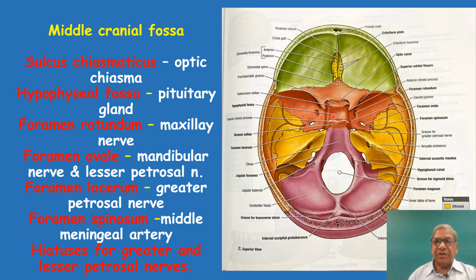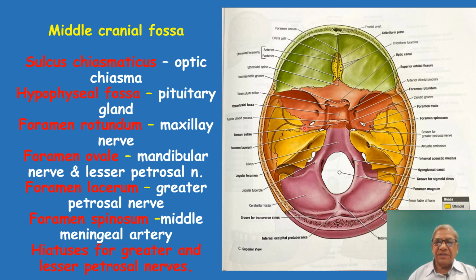From the foramen rotundum passes the maxillary nerve, which is a branch of the trigeminal, the second branch. Then through the foramen ovale, you can say many structures pass, but mainly it is the mandibular division of the trigeminal nerve which passes through the foramen ovale, and the lesser petrosal nerve along with the emissary vein. They pass through the foramen ovale.